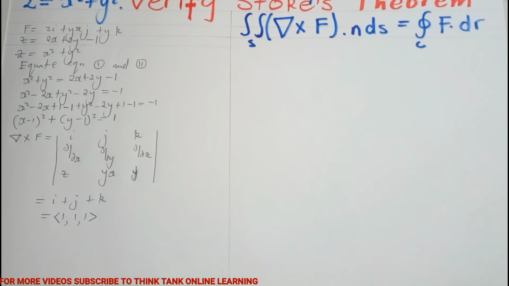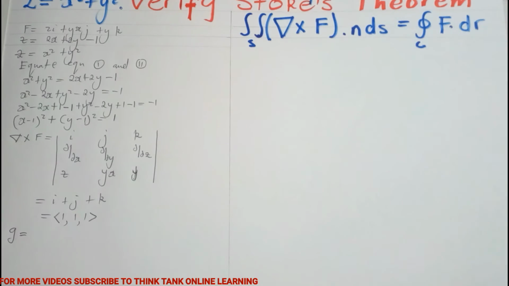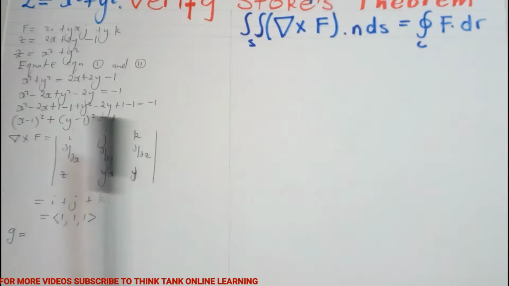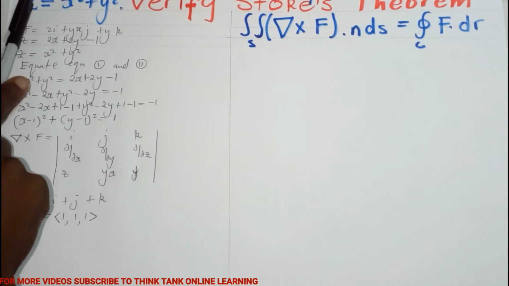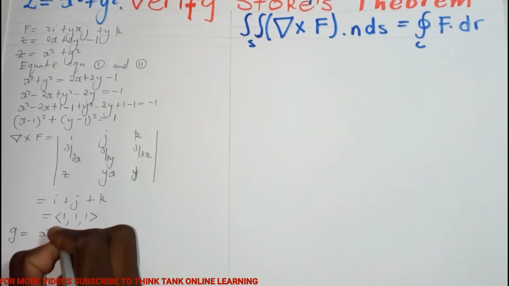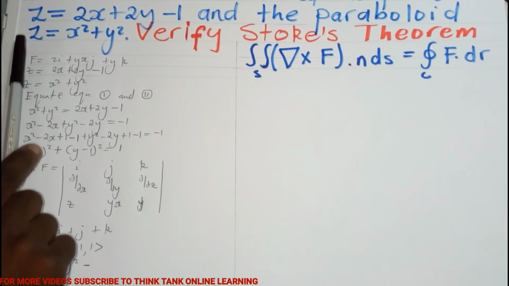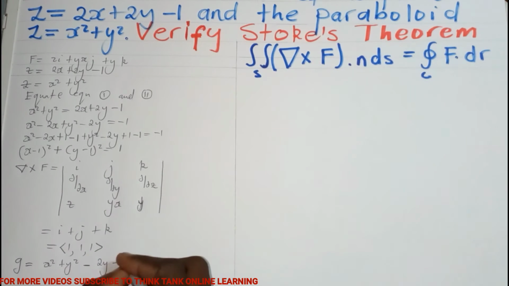But we don't have the normal. So what is the normal? The easiest way of finding the normal: let's say I have another function here, I'm going to call it g, and g is the function that includes this plane and this cylinder. If you look at this equation, you're going to see g is equal to x² + y² - 2y - 2x + 1.